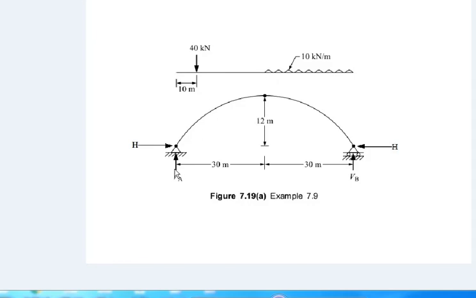Okay, once again, the moment about this point C in the arch is equal to VA into 30 minus 40 into 20 minus H into 12. And what is the moment about point C in the equivalent beam? It is nothing but VA into 30 minus 40 into 20. So if you deduct the moment H into 12 from the moment about point C in the arch, it is equal to the moment in the equivalent beam at point C.